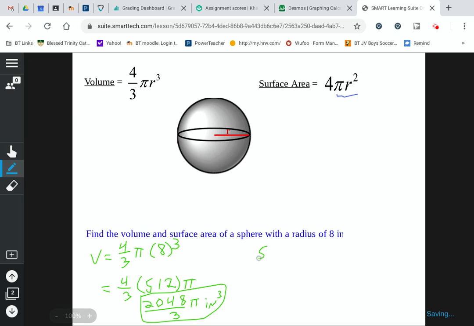And then for surface area, very simply, we're just going to go 4 times pi times 8 squared. So basically, that's just 4 times 64, which is going to give us 256. And it's 256 pi, and in this case, inches squared. So we're just using the formulas real quickly and simply.